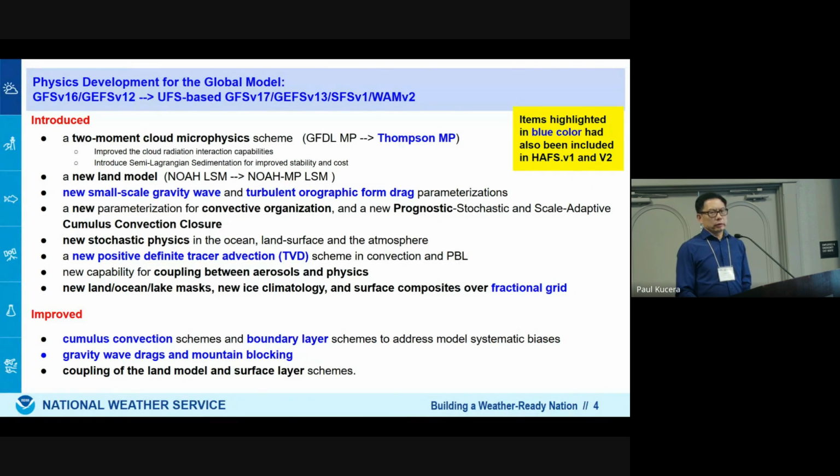We also developed the so-called fractional grid for global coupled applications. Many other improvements include cumulus convection, boundary layer, and ground track. Some of these changes were first implemented in the global model, and we are also testing them in the HAFS application. Those in blue have already been included in HAFS version 1 and version 2.